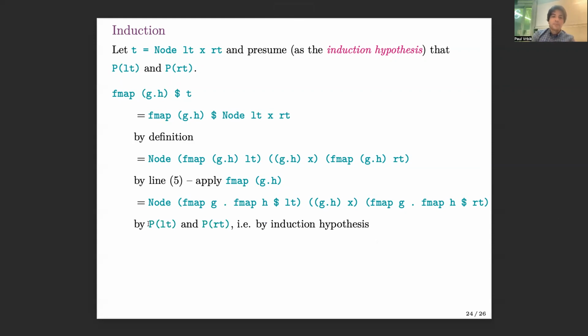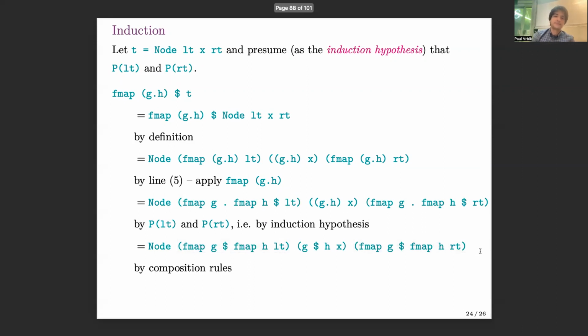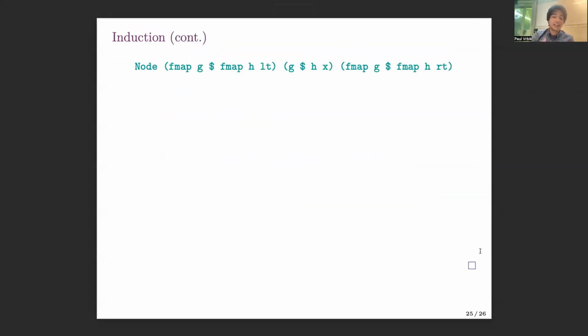And then because I assumed the predicate is true for the left and right tree, I can take this, and I can take this, and then I can use the induction hypothesis to get this and this. And by composition rules, I get that. I'm going through this very quickly.